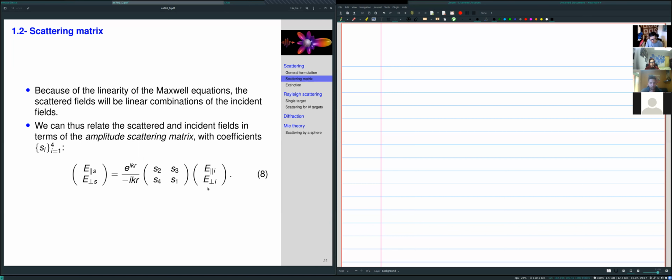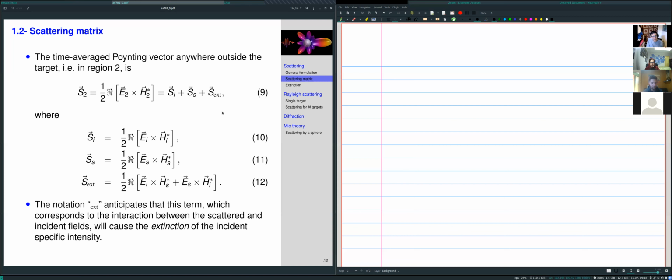And of course, because of the principle of superposition, which is also another way to call the linearity of the Maxwell equations, if we sum up both incident fields, then the outcome is also going to be the sum of both. Okay, this is what inspires this idea of introducing the amplitude scattering matrix. So we know that the radial amplitude is going to be a spherical wave. The problem is to know the angular dependence. The angular dependence is condensed into these four coefficients. Okay.